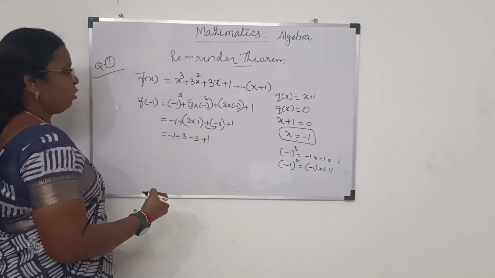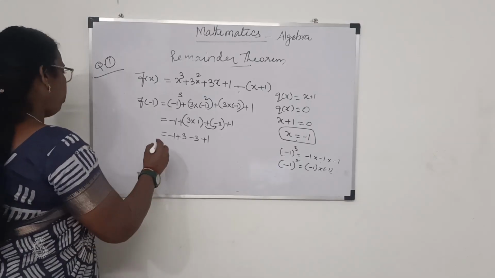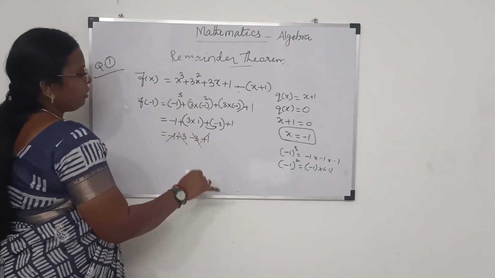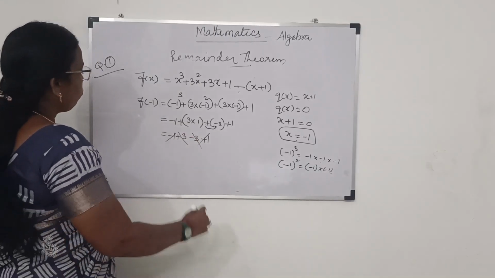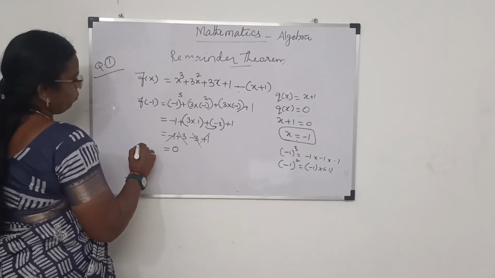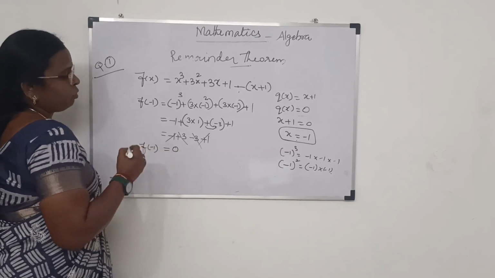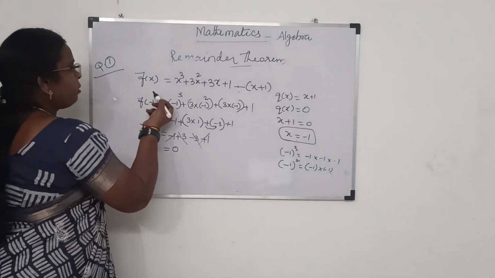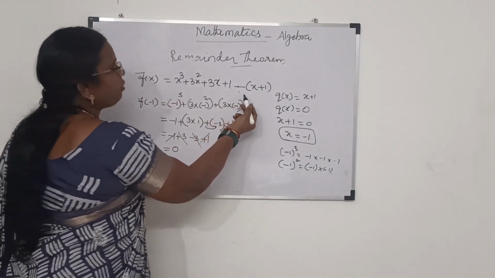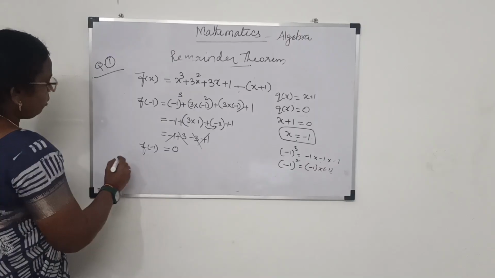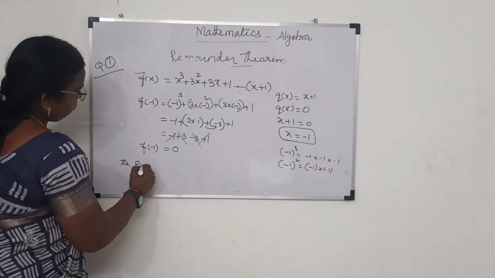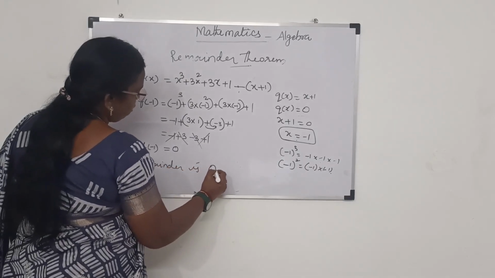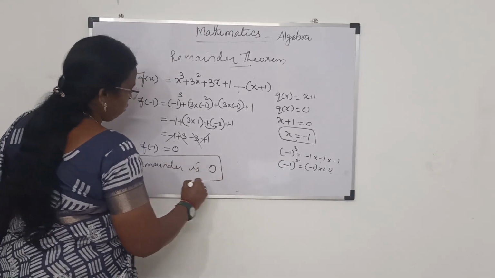Then plus 1. So automatically what will happen? This minus 1 plus 1 will be cancelled and this plus 3 minus 3 will be cancelled. So what answer will you get? 0. That is f of minus 1 is equal to 0. So how you have to give the solution is, when this f of x is divided by x plus 1, the remainder will be 0.